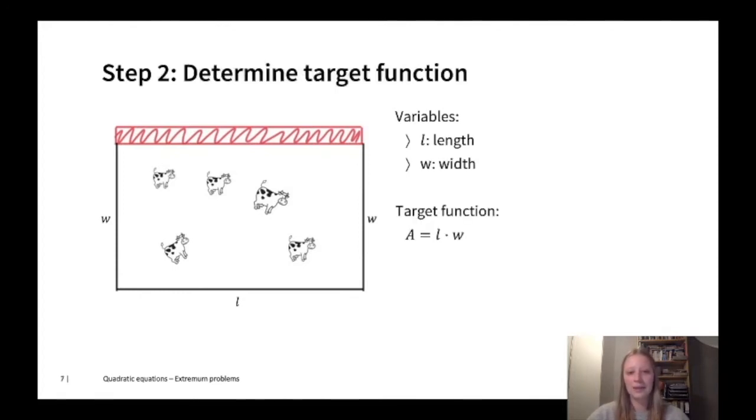Our second step is to determine the target function. What is the target or the goal? In this case, we have to find the area. And like we said in the previous step, how do we calculate the area? We multiply the length by the width. So our target function, in this case, is A for area. A equals L times W.